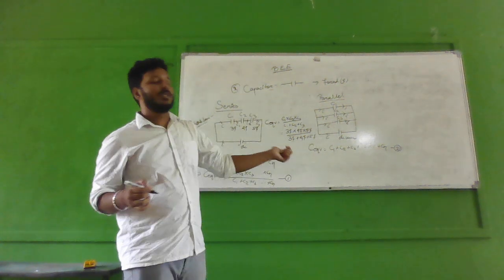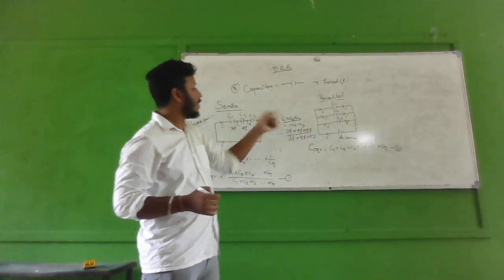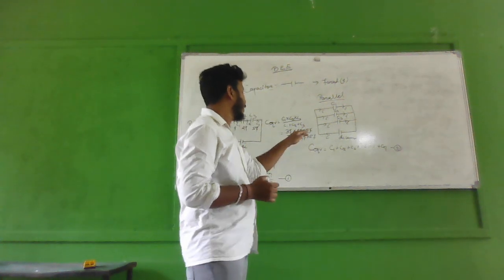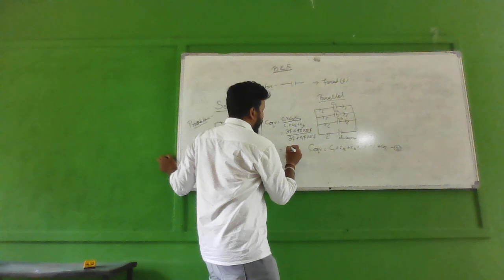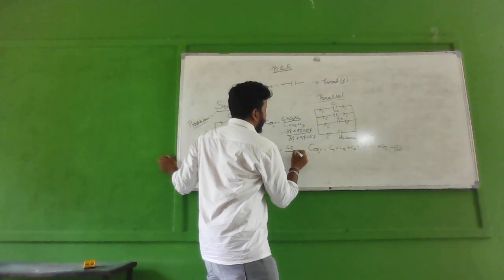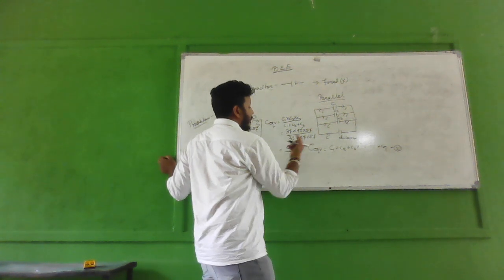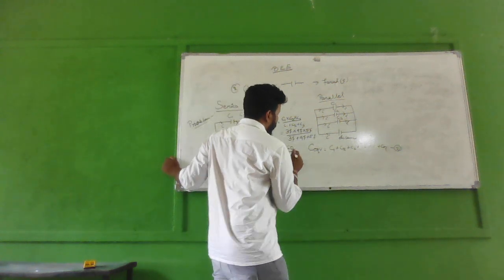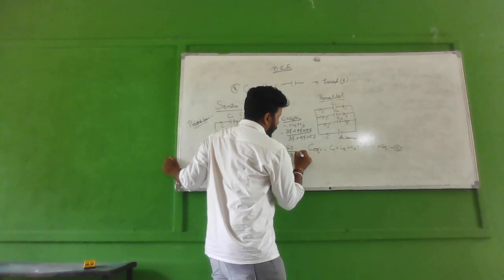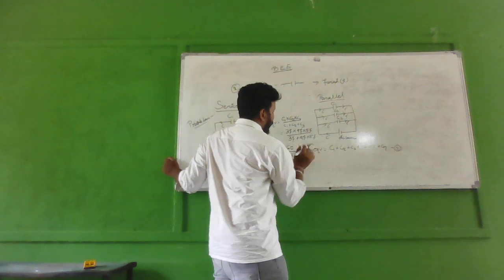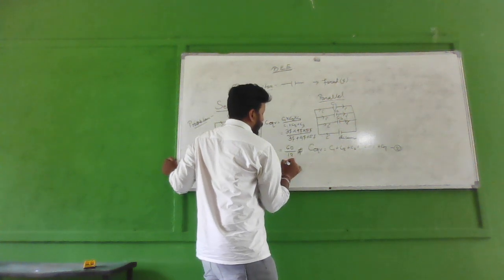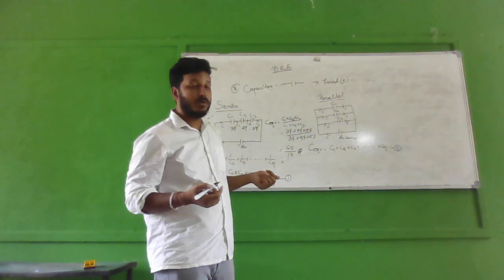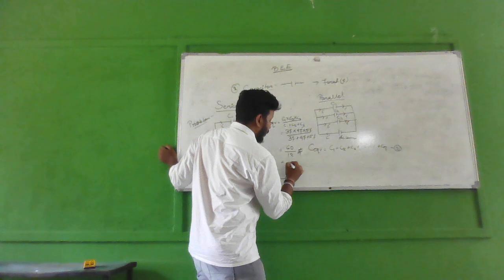So what is the product of 3, 4 and 5? 60, divided by 3 plus 4 plus 5, which is 12. So what is the value? 60 by 12 is equal to 5.